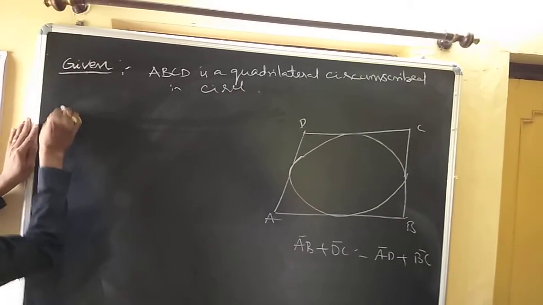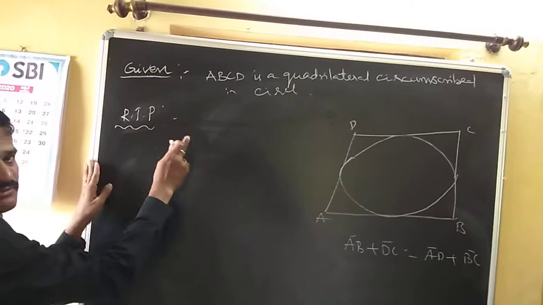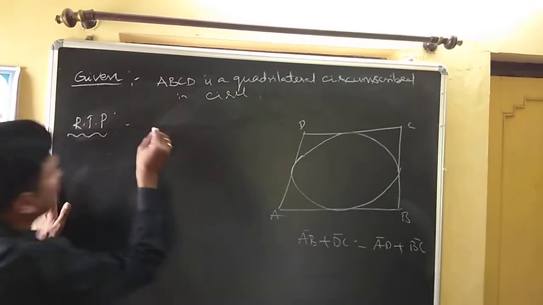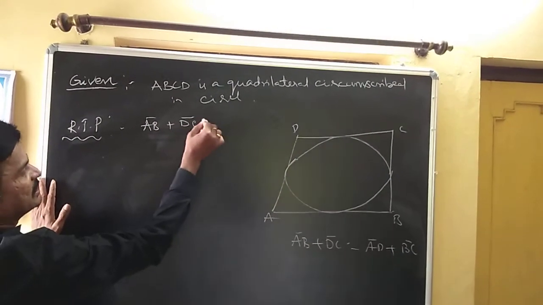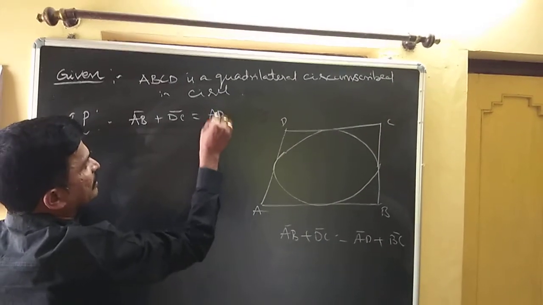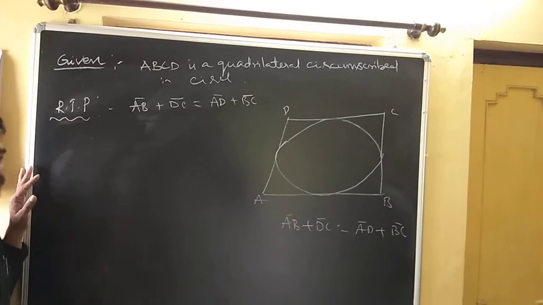Okay. RTP, required to be proved. RTP is nothing but required to be proved. What we need to prove? AB plus DC is equal to AD plus BC. That one we have to prove.